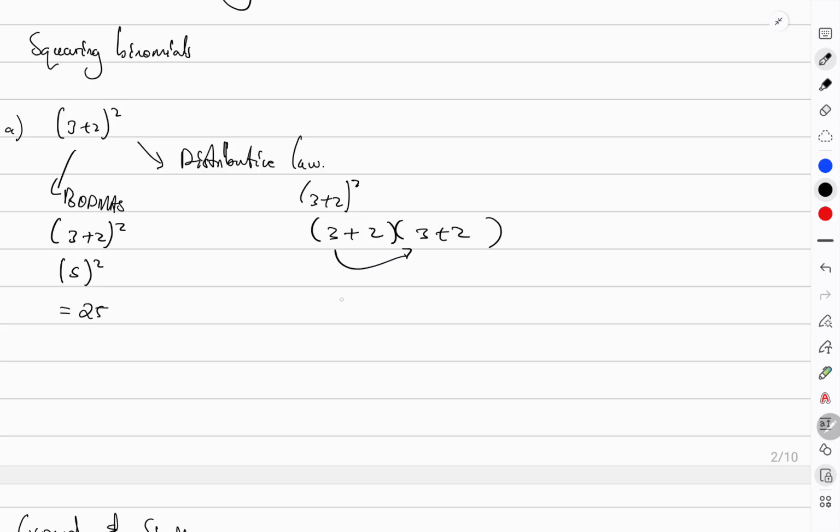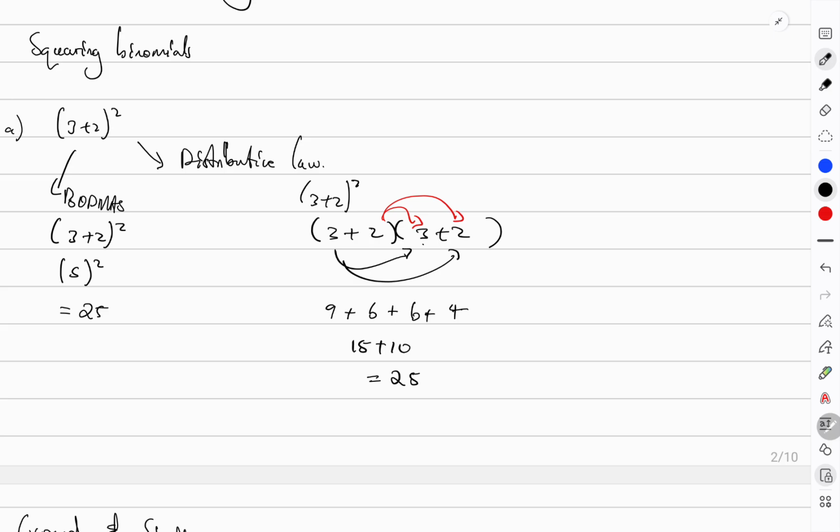The 3 will multiply the 3. The very same 3 will multiply the 2. The 2 will multiply the 3. The very same 2 will multiply the 2. And let us see if we're going to receive a 25. What is 3 times 3? I'll have a 9 plus. What is 3 times 2? I'll have a 6 plus. What is 2 times 3? I'm going to have a 6 plus. And what is 2 times 2? I'm going to have a 4. Right. And what is 9 plus 6? I'm going to have 15 plus 10, which is going to give us a 25.